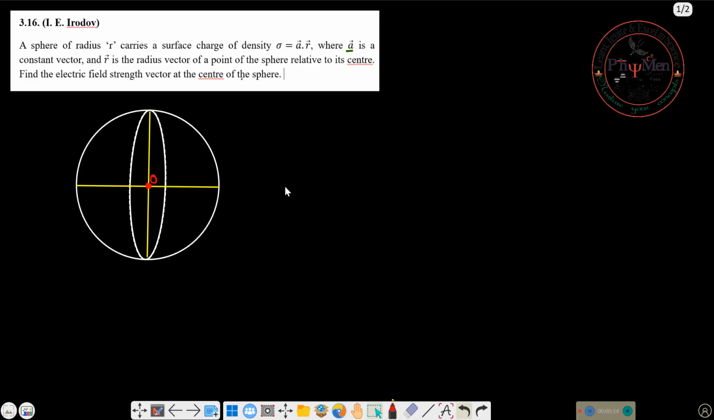This is a question from Irodov, from the electrostatics portion. This is question number 3.16 of Irodov. The question says, a sphere of radius r carries a surface charge of density sigma equal to a dot r vector, where a vector is a constant vector and r vector is the radius vector.